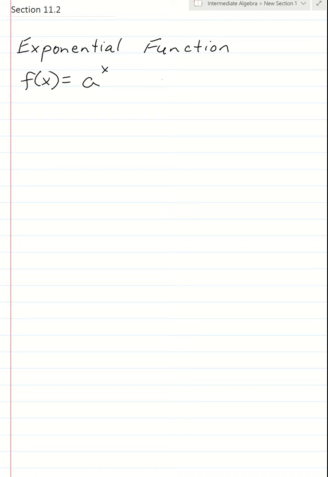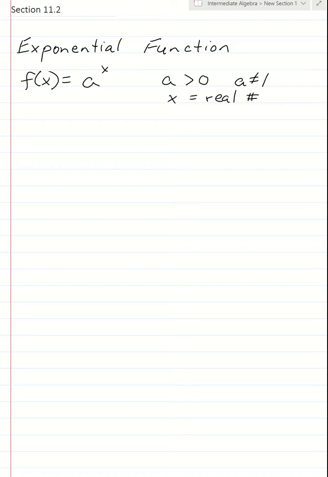And so what we're going to consider here is a is going to be some number greater than 0. Any number greater than 0, of course, except the number 1. The base a will never be the number 1, but it must be a number greater than 0. That means it could be any fraction or any other number greater than 1. And the variable x is going to actually be a real number.